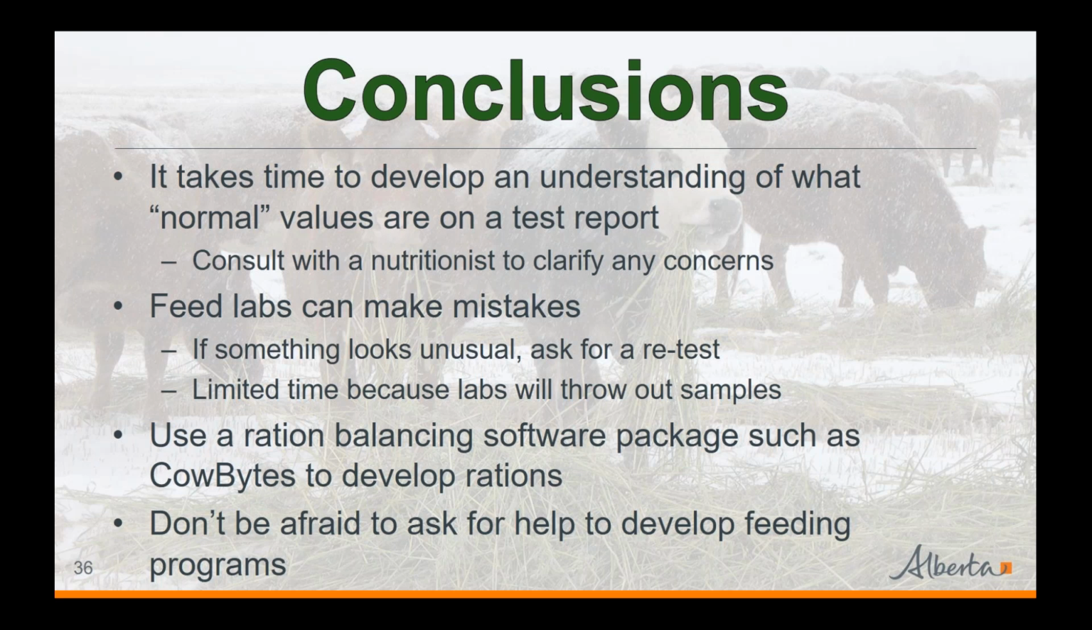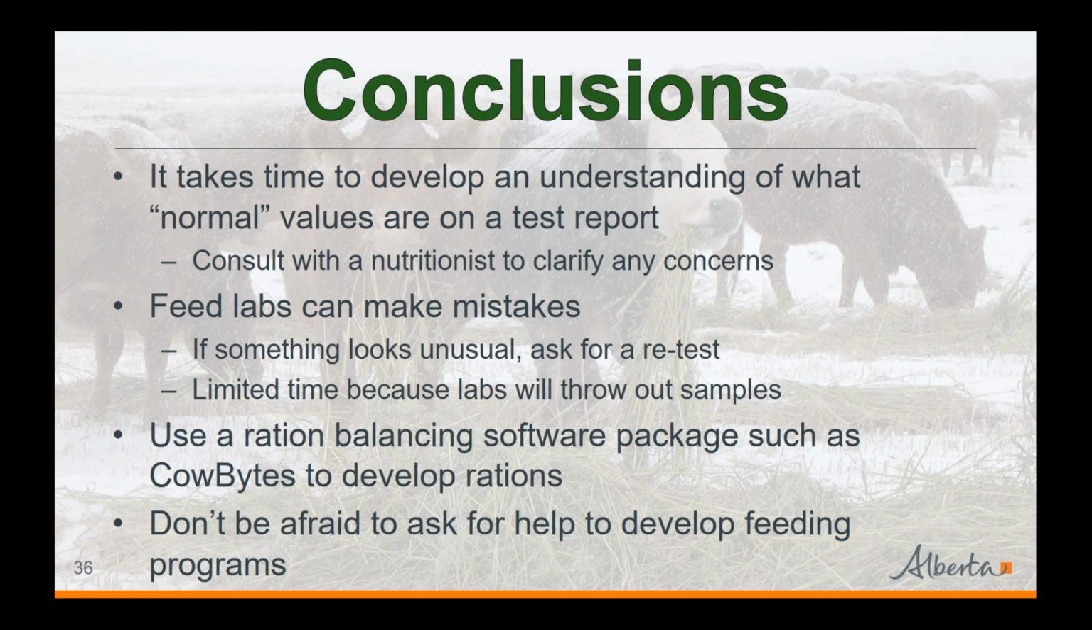Feed labs can make mistakes. If something looks unusual, ask for a retest. It doesn't happen very often, but every once in a while, either a machine will be out of calibration or the sample itself at the lab wasn't sampled properly. You need to check it out, and that's where you ask for help. Does this make sense? And you can't wait 6 months to do that, because they will throw the samples out and there's nothing for them to retest with.